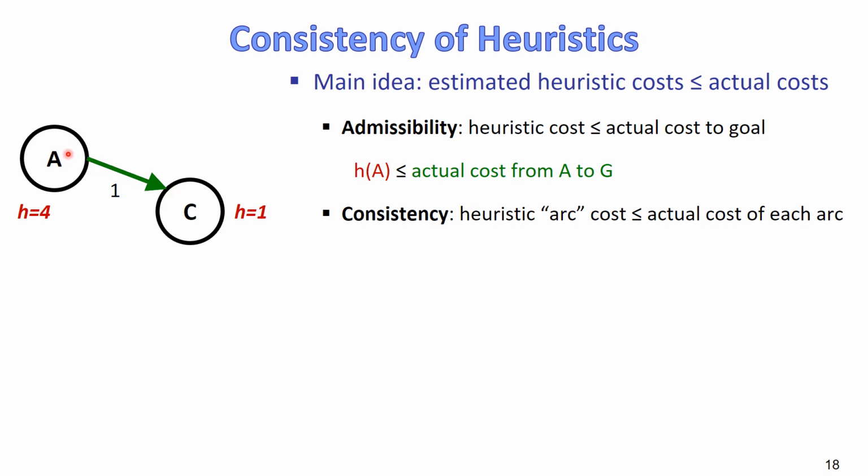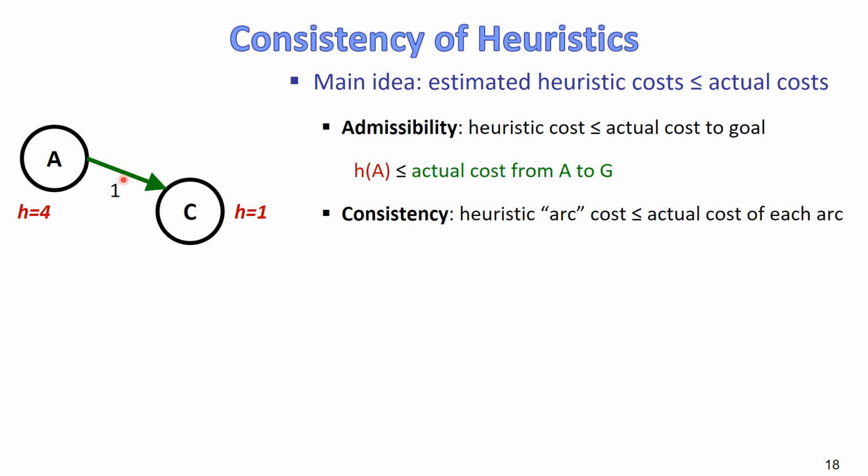Imagine that I'm telling you the cost from here is estimated to be 4, but after a cost of 1, the cost decreased to just 1. But that doesn't make sense, right? How can the estimation jump down from 4 to 1, although we just spent the cost of 1 here? So that's not consistent. Consistency means that the estimated cost of this arc, which is the estimated cost here minus the estimated cost here, should be optimistic, should be less than or equal to the actual cost.